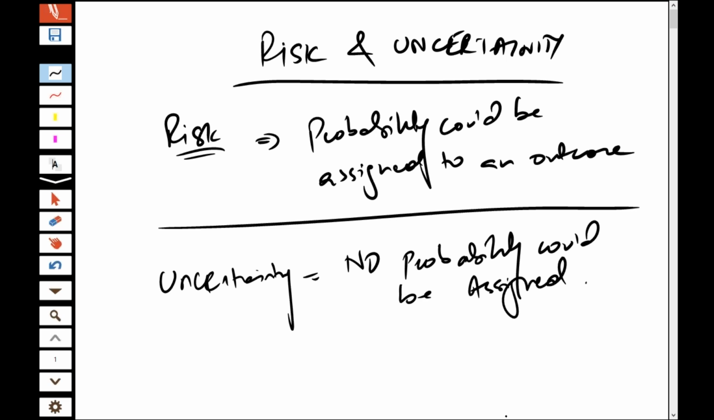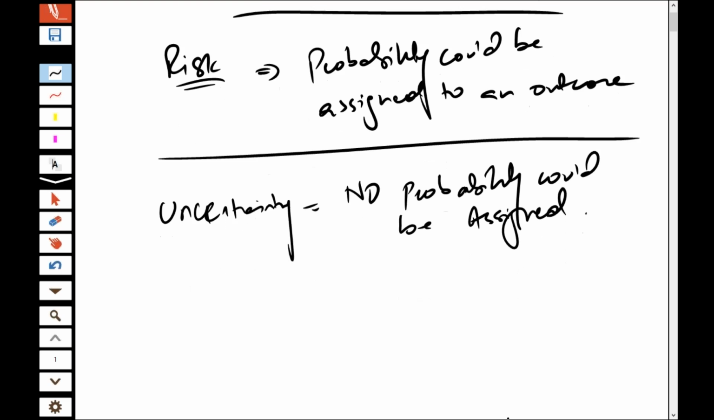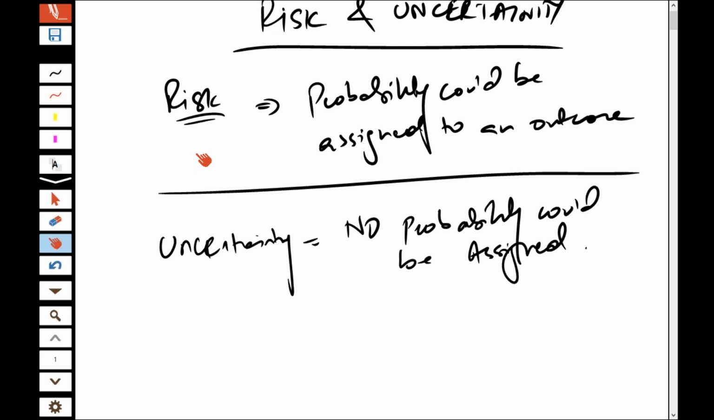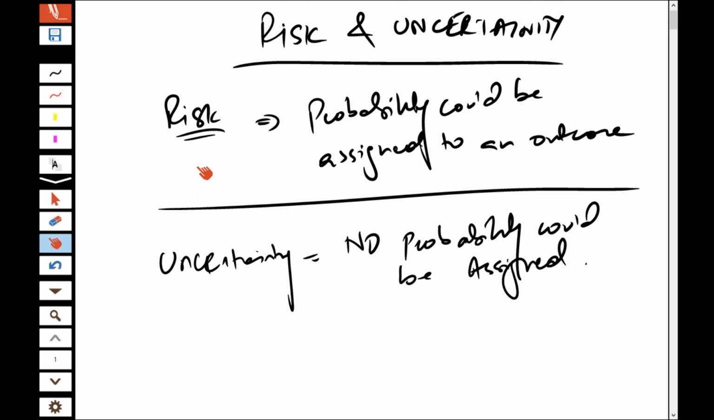So when we talk about the concept of risk and uncertainty, the first and foremost thing is what exactly do you mean by risk and what exactly do you mean by uncertainty? Risk refers to a scenario where probability could be assigned to an outcome. That means you could assign a likelihood to the outcome: there is a 25% chance this is going to happen, there's a 35% chance this is going to happen. That means you are facing a risk.